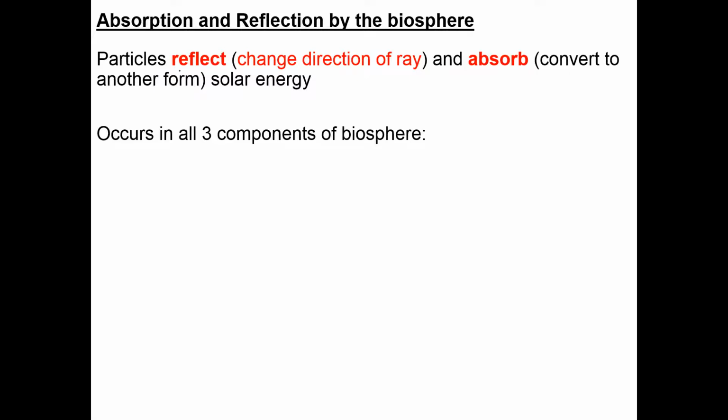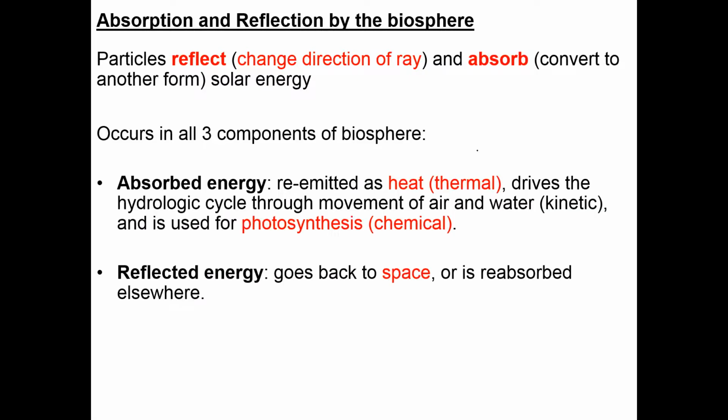Immediately some of the particles in our atmosphere reflect it. The direction of the ray changes and goes right back into space. But some are absorbed. A majority of it is absorbed, converted to a different form, which we can actually later use. This occurs in all 3 components of the biosphere.